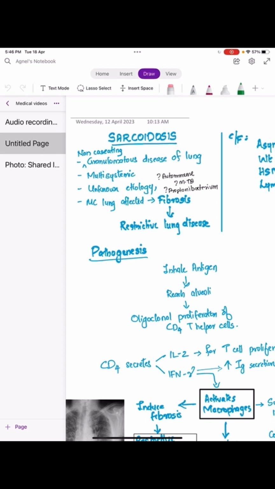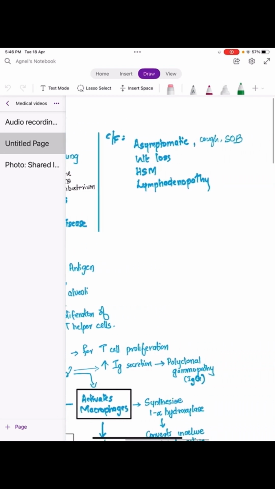It mainly affects the lungs, causing fibrosis and thus leading to restrictive lung disease. Such patients come primarily with cough, shortness of breath, but sometimes can be asymptomatic. They could be having weight loss, hepatosplenomegaly, lymphadenopathy.